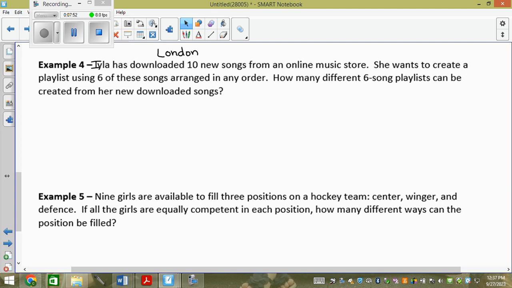She wants to create a playlist using 6 of these songs arranged in any order. How many different 6-song playlists can be created? So we want to actually make a playlist. We want it in an order that we could see it, correct? The moment you do blanks like this, you are literally giving something order. So this blank would be the first song in the playlist, second, third, fourth, fifth, sixth. If it's on random, I wouldn't do blanks, because I'm giving it a specific order, right?